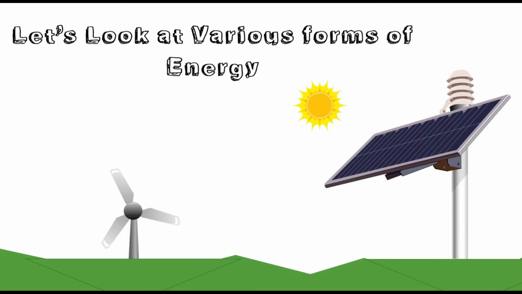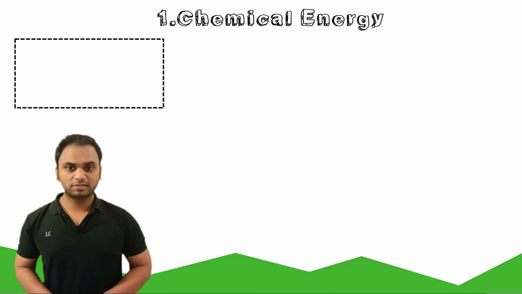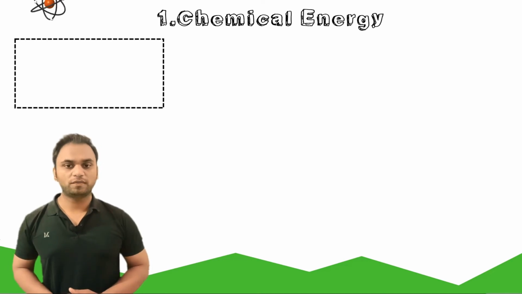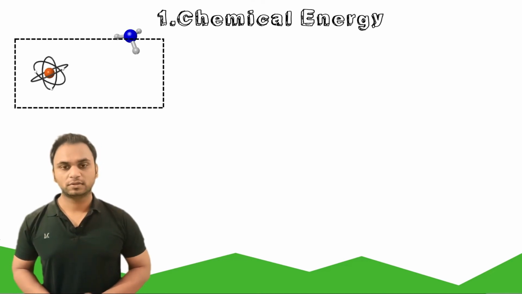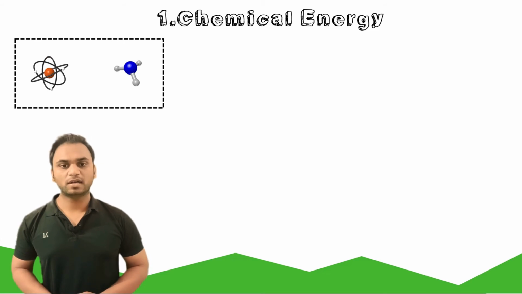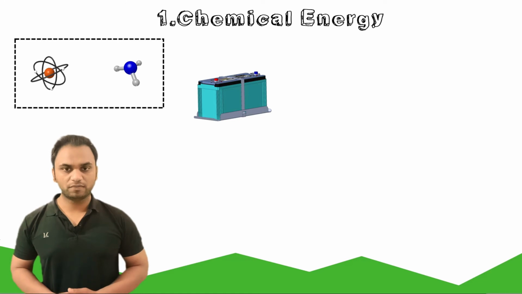Now, let us see various forms of energy. All these forms of energy, which I am going to discuss, can be grouped in 2 categories, which I have mentioned earlier. Number 1, potential energy, and number 2, kinetic energy. Chemical energy is stored in bonds of atoms and molecules. Batteries, biomass, petrol, coal are the example of chemical energy.